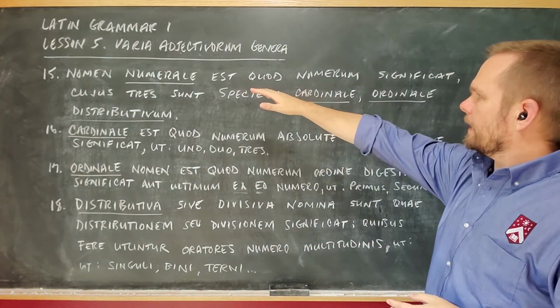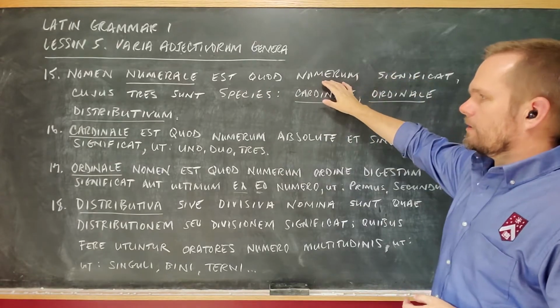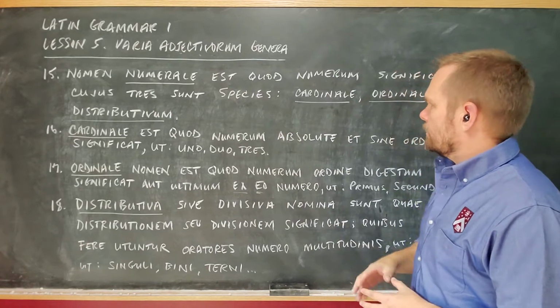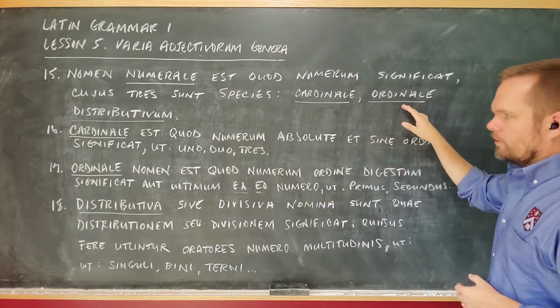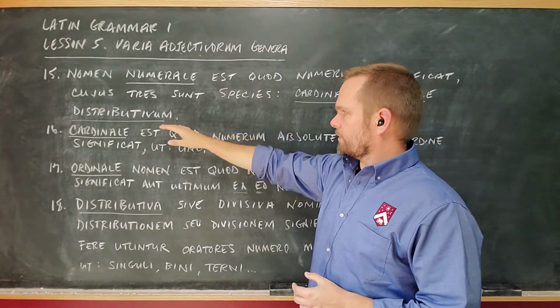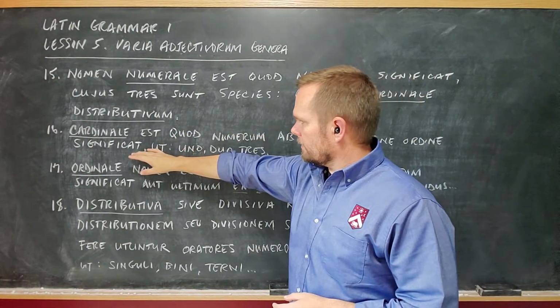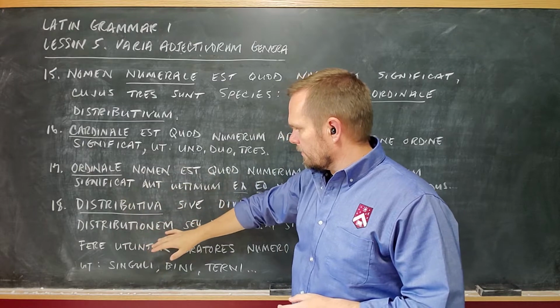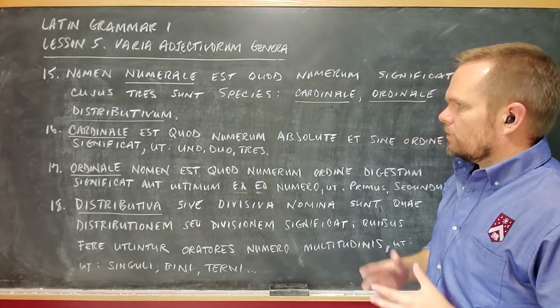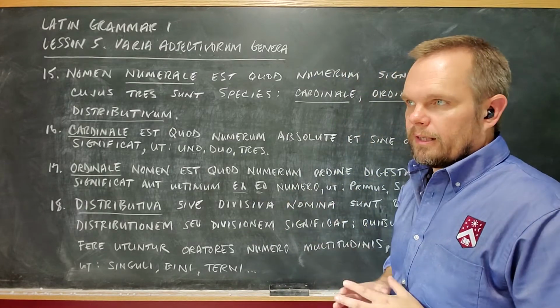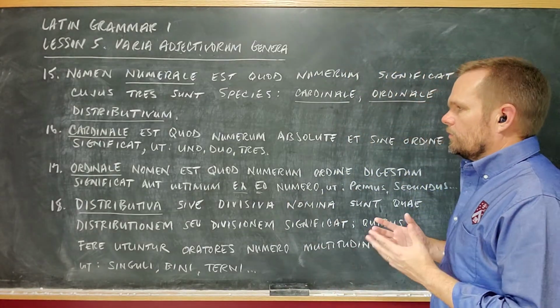Okay, so a numeral noun is that which signifies a number. And there are 3 species of numeral nouns: cardinals, ordinals, and distributives. And these 3 species are studied in Rules 16, 17, and 18. So numerals are adjective nouns. Okay, one of the classes of adjective nouns are numerals.